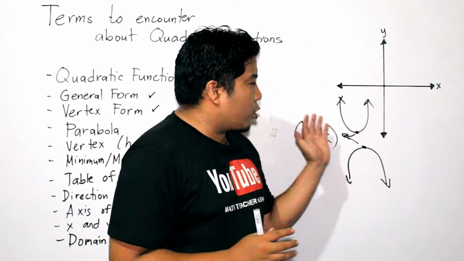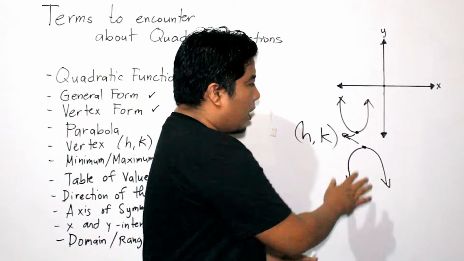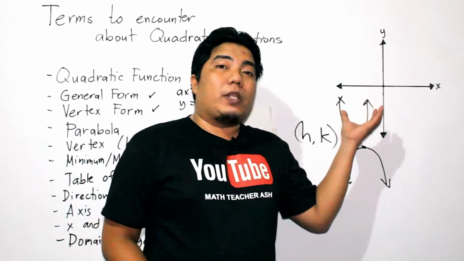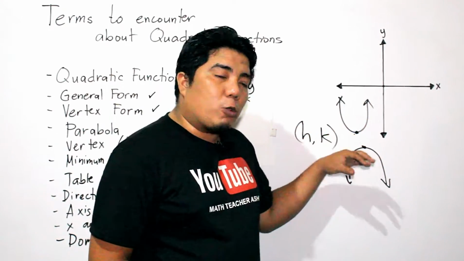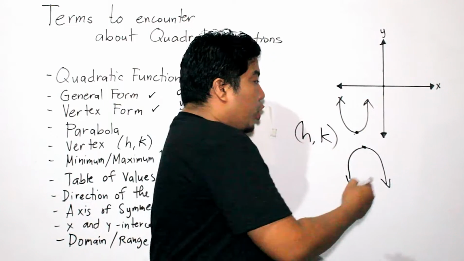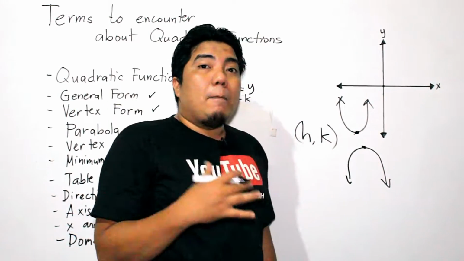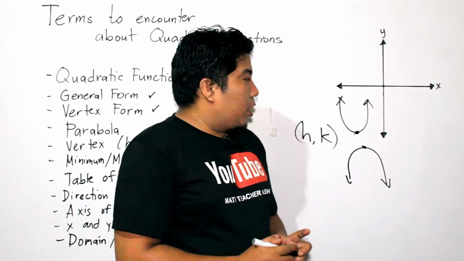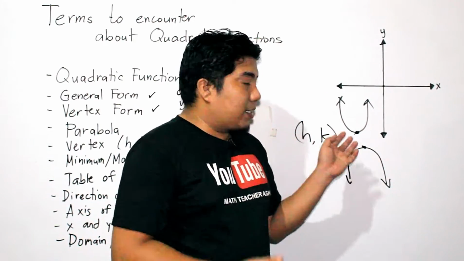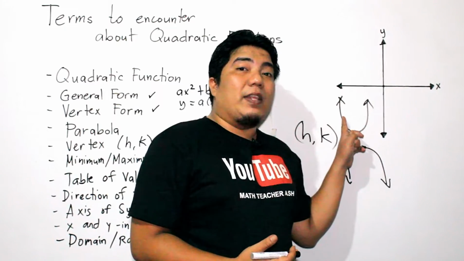Now, let's go back to this scenario. As you can see here, we have two parabolas, right? Okay. One that opens upward and one that opens downward. When the parabola opens upward, you have a minimum point. Meaning, there is a certain point below that is the turning point of that given graph.